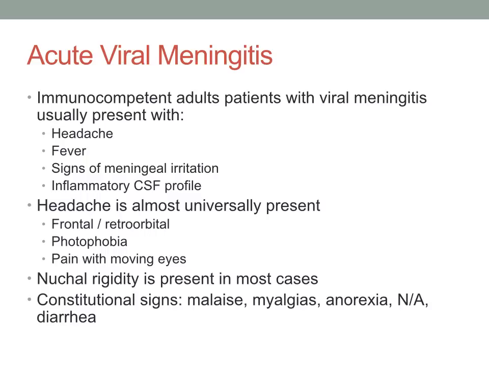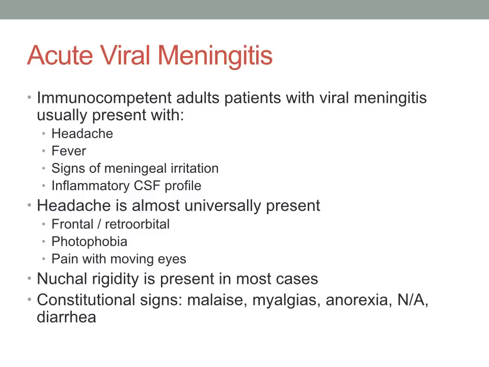The headache is almost universally present. Everybody comes in with a headache, and it can be in various locations. It can be frontal, it can be retroorbital. It doesn't have to simply be in one spot to be pathognomonic of meningitis. Every person is different, so they're going to complain of headache in different areas. They may or may not have photophobia. They may or may not have pain with movement of the eyes.